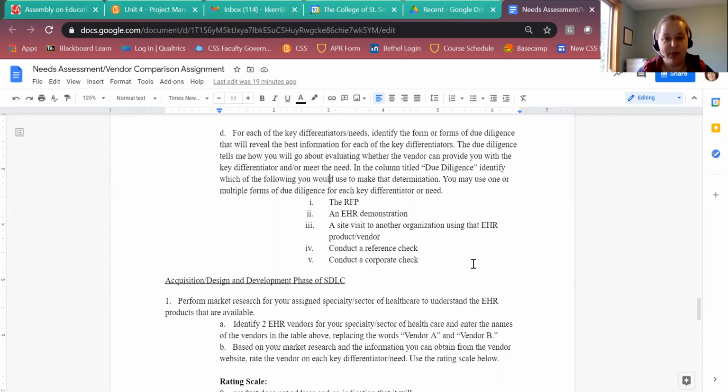You can put those needs right in an RFP. And so maybe that would be your form of due diligence. Maybe it would be an actual EHR demonstration, where the vendor comes on site, or you go somewhere else to see a demonstration of the electronic health record that they're offering. You maybe would want to do a site visit to another organization that's using the EHR vendor or their product. You could conduct a reference check, and you could conduct a corporate check.